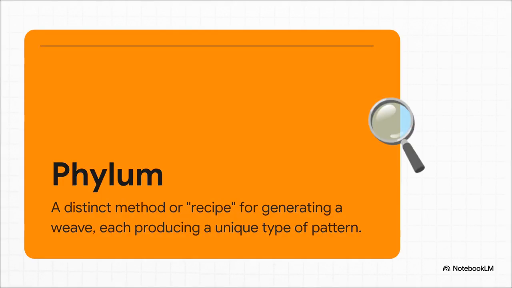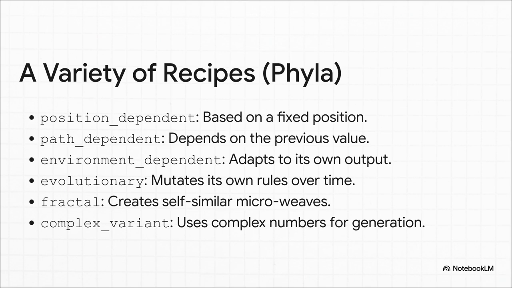Now, what's really interesting is how it classifies its methods for making these weaves. It uses a biological term, phyla. Each phylum is basically a unique recipe. Just like a chef has different recipes for different dishes, the Ethereum Hub uses different phyla to generate weaves that are just wildly different from each other. And believe me, it has a whole cookbook of them.